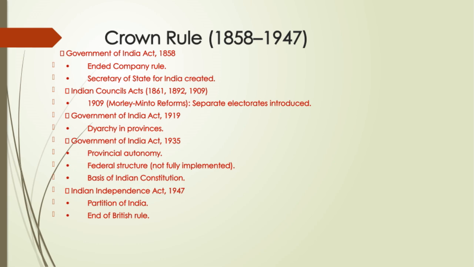India and the end of British rule. This act marked the formal end of colonial governance and the birth of independent India and Pakistan. Throughout this period, from 1858 to 1947, India was under Crown rule, a time marked by gradual political reforms and increasing demands for independence. These legislative acts collectively shaped the path towards India's independence and constitutional development.